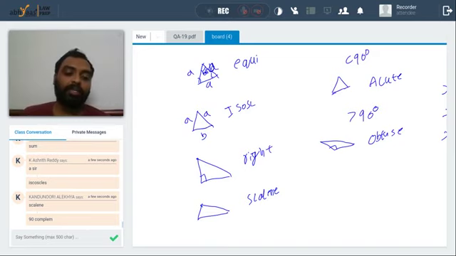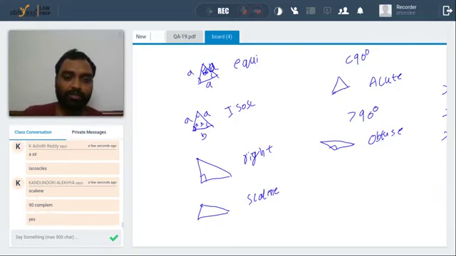Clear? Isosceles triangle. In an isosceles triangle, the angles opposite the equal sides are equal. That means this x and x are equal. This will not be equal. That is an isosceles triangle because these sides are equal. Clear? Right angle triangle, one is 90 degrees, the other two will sum to 90 degrees. Scalene triangle, all angles are different. Is this clear? Up to here, is this fine? This everybody knows, isn't it? These are the namings of the triangles.